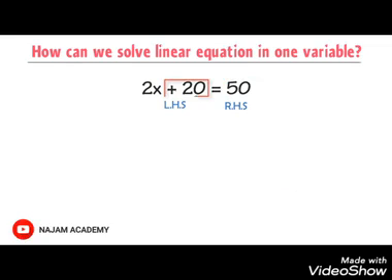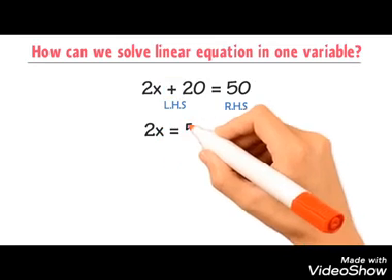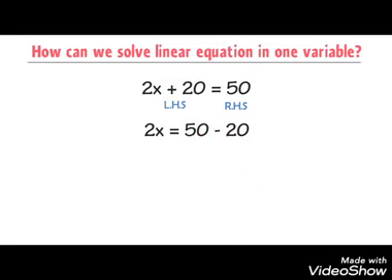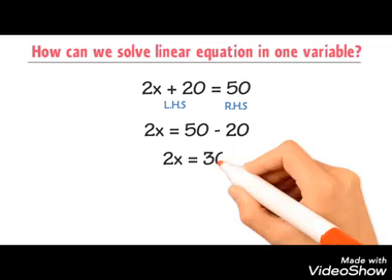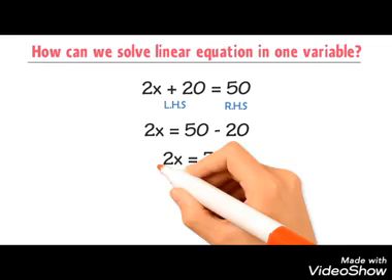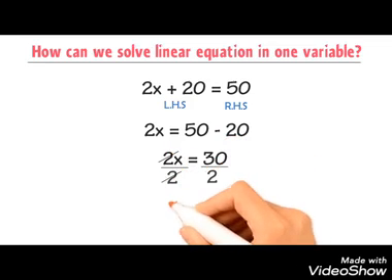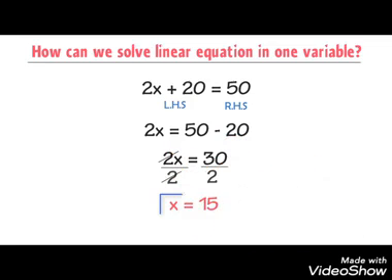Now shifting plus 20 from the left-hand side to the right-hand side. As a result, the positive sign of 20 will be changed into negative sign. Hence 2x is equal to 50 minus 20, or 2x is equal to 30. Now dividing both sides by 2. 2x divided by 2 is equal to 30 divided by 2. As a result, we get x is equal to 15.